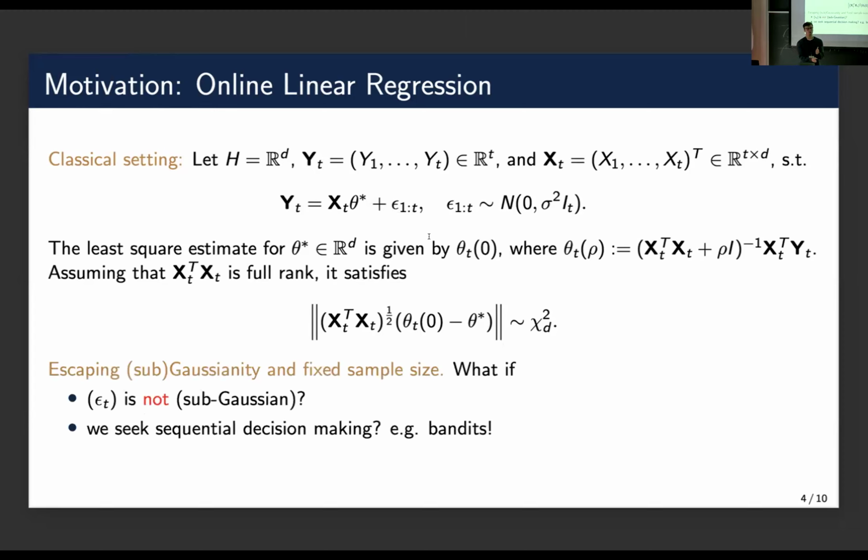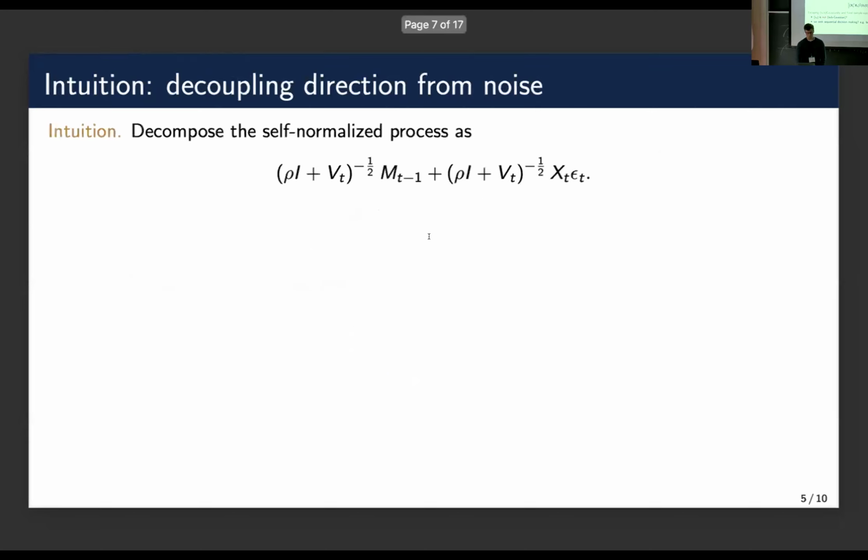And what happens if we're not interested only in giving a concentration inequality or conducting inference at one point in time, but we rather want to do it sequentially? And this is important for sequential decision-making problems such as linear bandits, kernelized linear reinforcement learning, and so on.